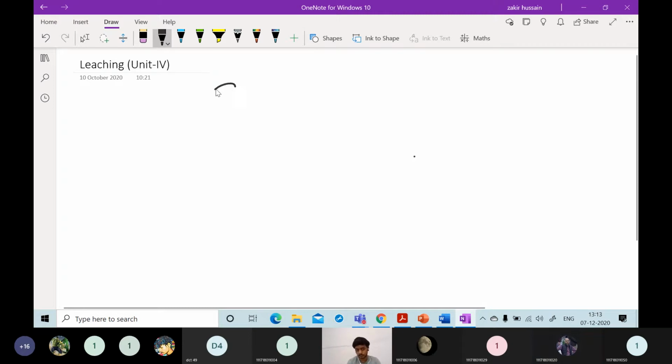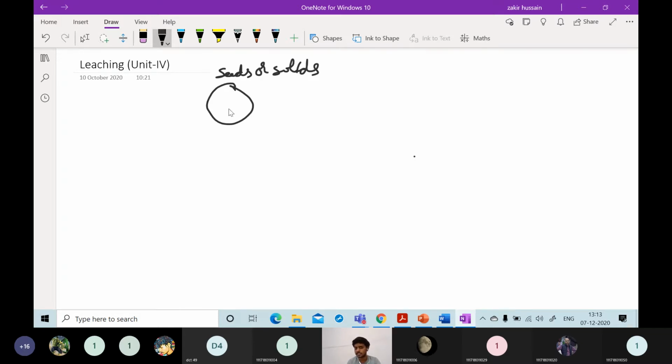For example, this is solid or seeds, we can say. These seeds or solids are composed of solute, which I am just denoting with this, and some inert parts. The inert is not at all participating in any solution reaction. Here reaction is not there, only solubilization is there.